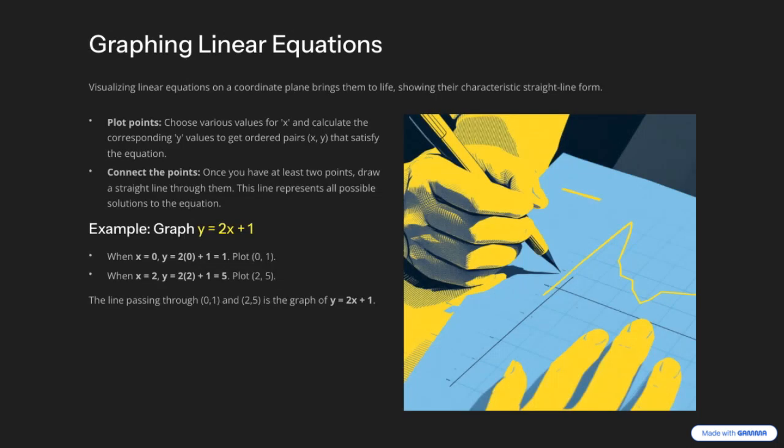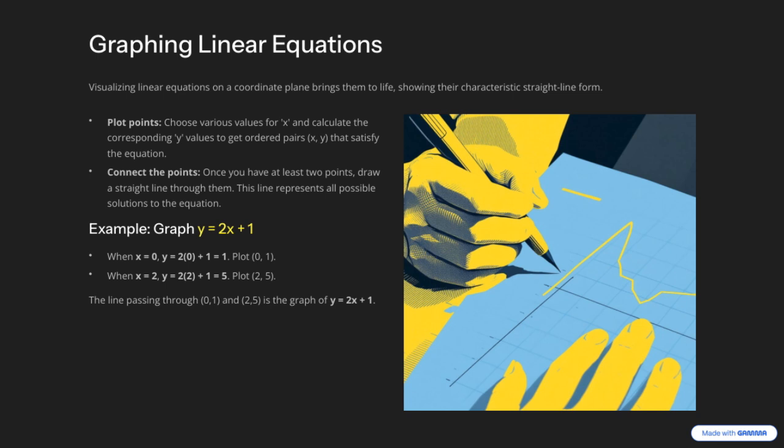Let's look at this line passing through the points (0, 1) and (2, 5). This is the graph of the equation y equals 2x plus 1. Now, when x equals 2, we can substitute into the equation. y equals 2 times 2 plus 1, which simplifies to 5. So we plot the point (2, 5). Similarly, when x is 0, y equals 2 times 0 plus 1, giving us 1, so we plot (0, 1). Next, to graph y equals 2x plus 1, we need at least 2 points. Once we have those points, we draw a straight line through them.